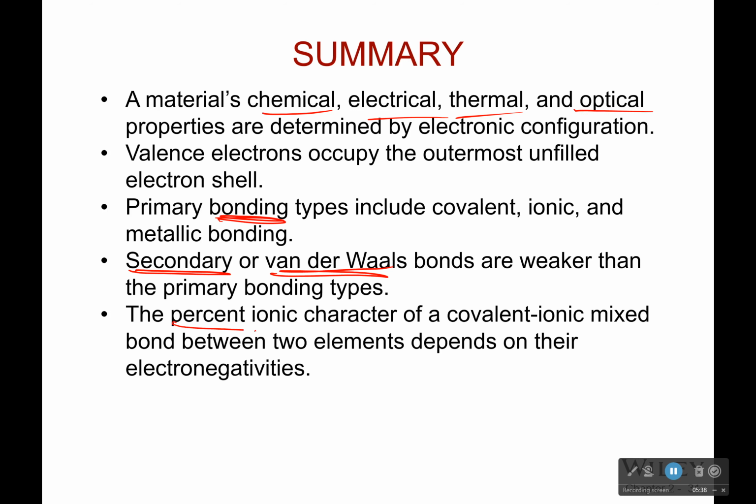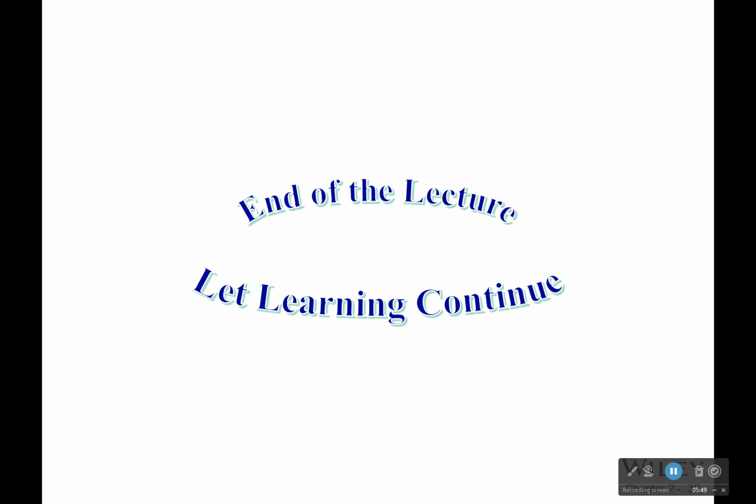And finally, that the percent ionic character of a covalent-ionic mixed bond depends on their electronegativities. The more the difference, the more ionic character. So that'll be all for today. I hope this helped you as we go through Chapter 2, and we will be doing some problems in class.